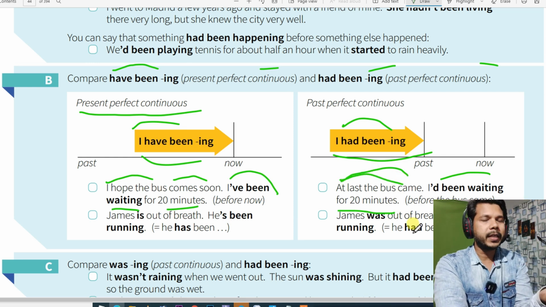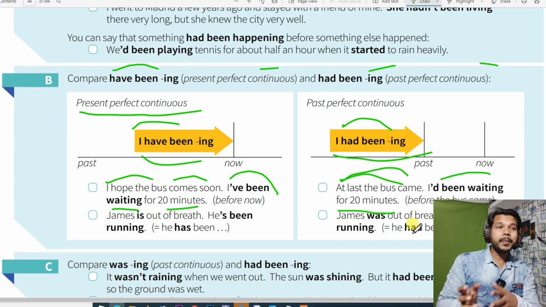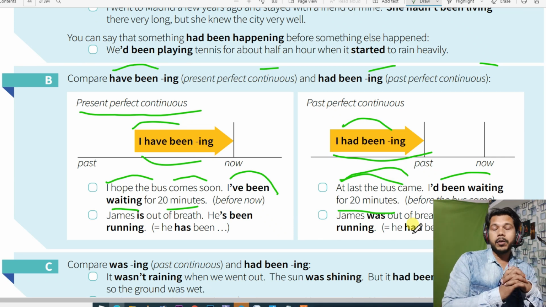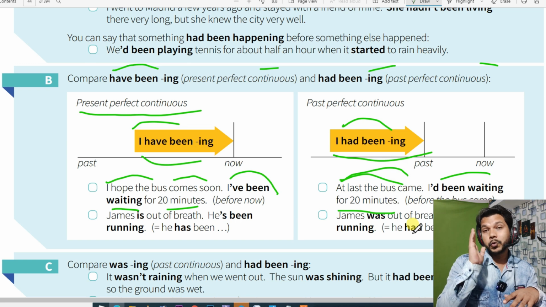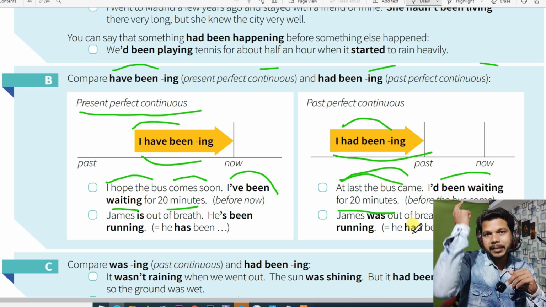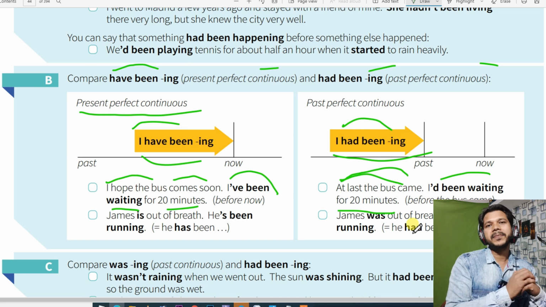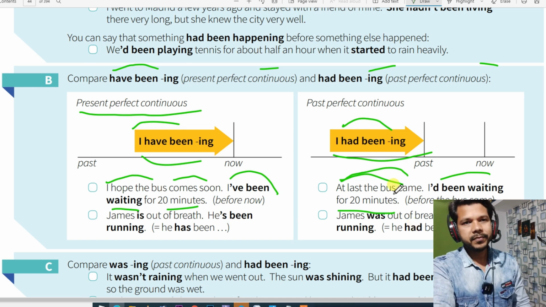Now if he tells a story, he will have to say, yesterday what happened? Yesterday I went to the bus stop. My God, I had been waiting over there for 20 minutes. Then the bus came. It's like that. Got it? Fair enough.